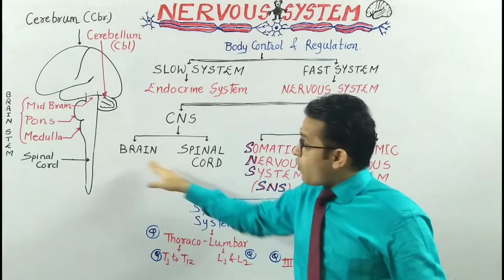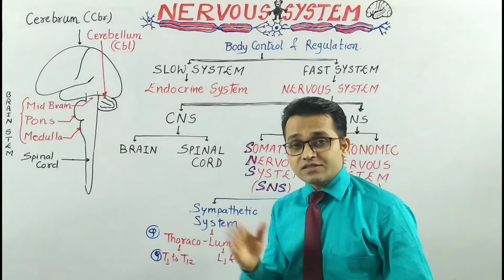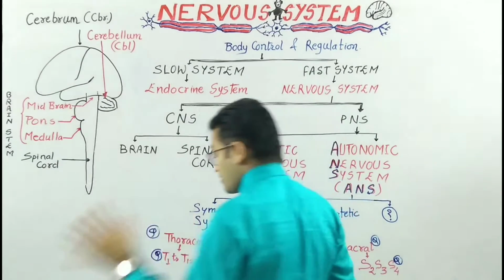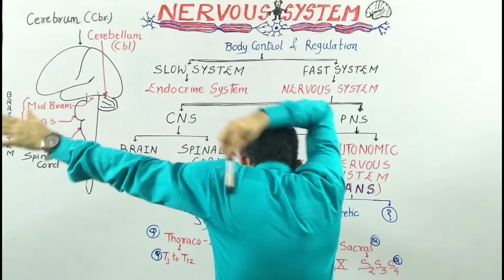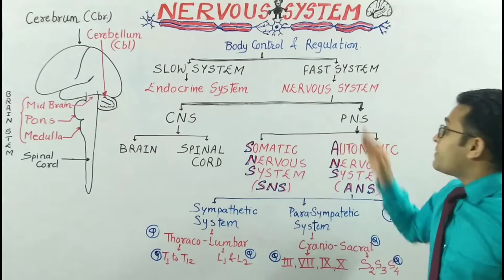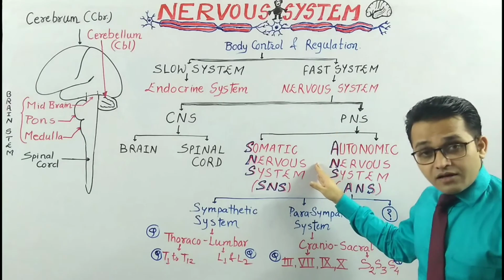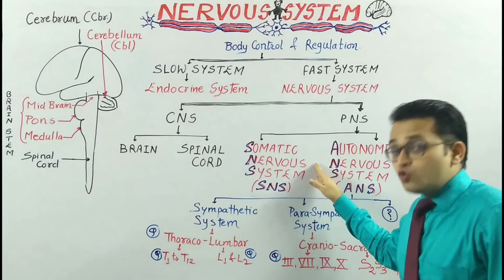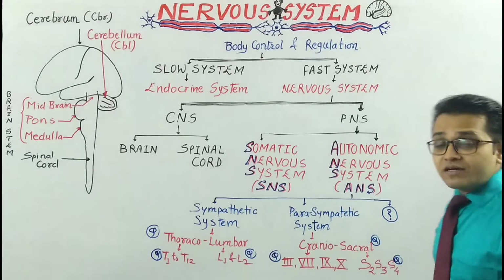Very simple. So only two parts are categorized under the central nervous system, and whatever nerves arise from the brain and spinal cord and supply the peripheral parts, they are part of the peripheral nervous system. The peripheral nervous system can be classified into two parts: somatic nervous system and autonomic nervous system.